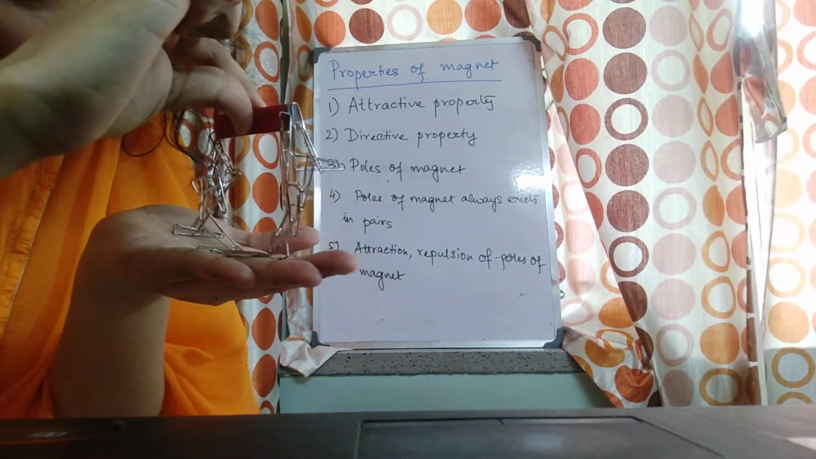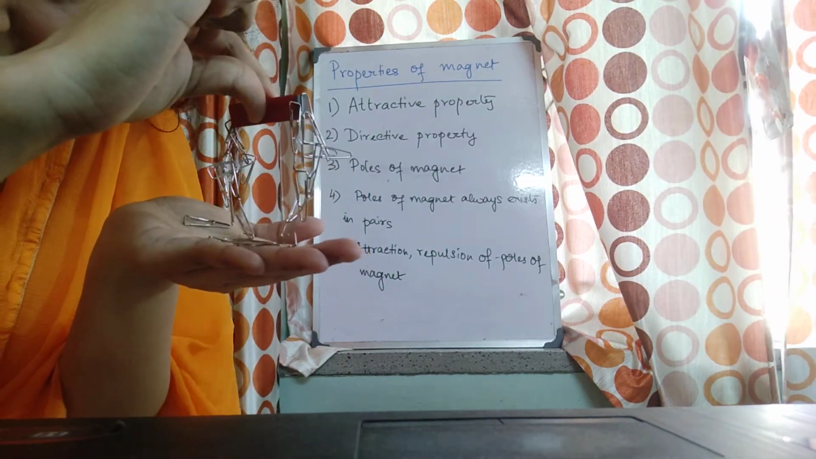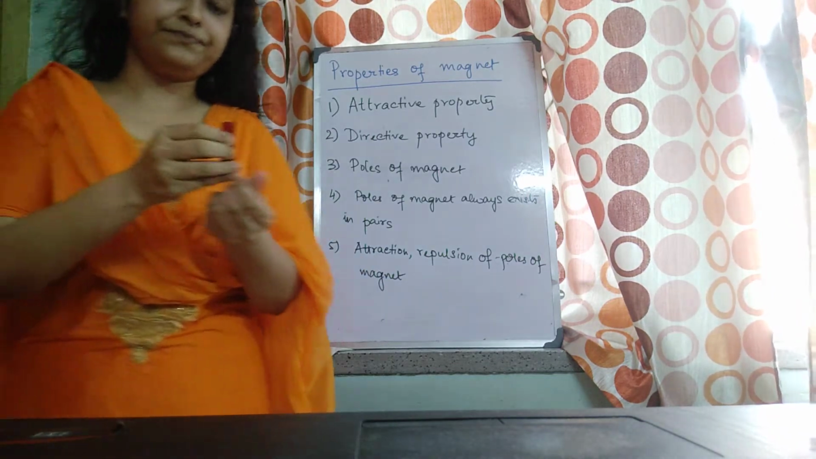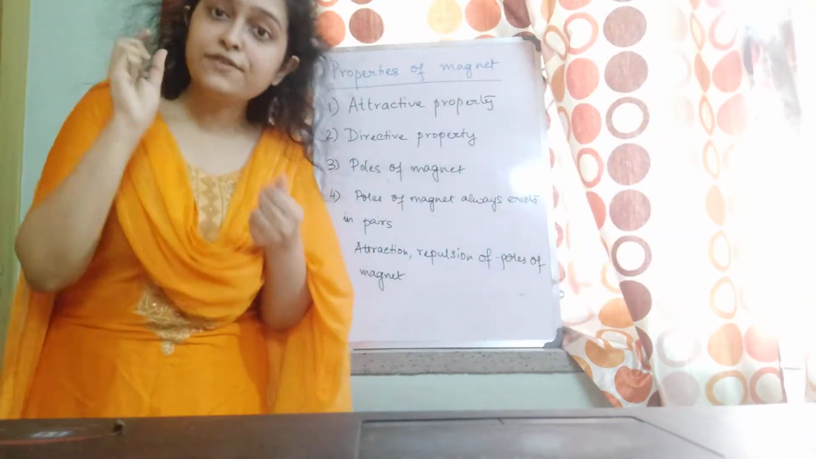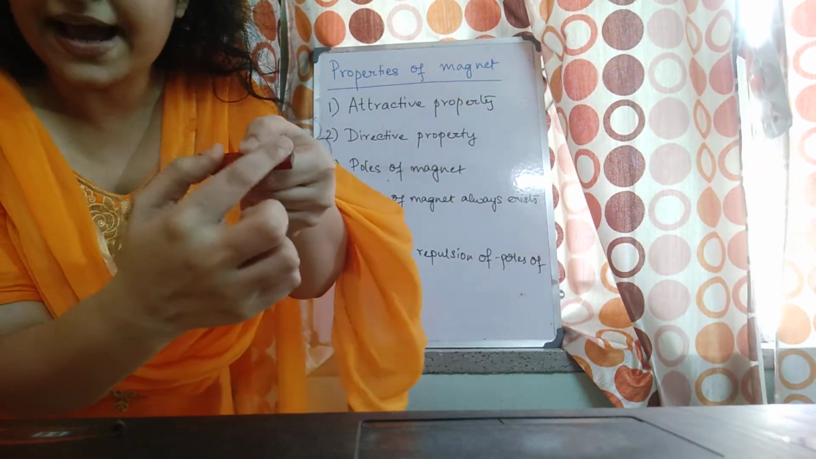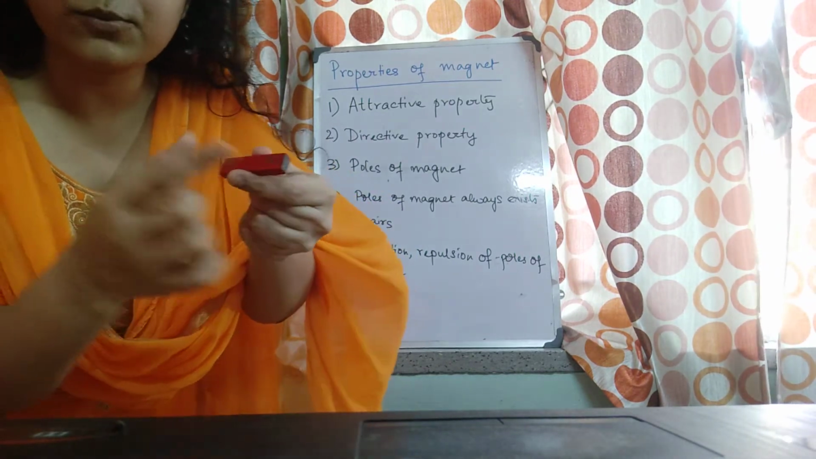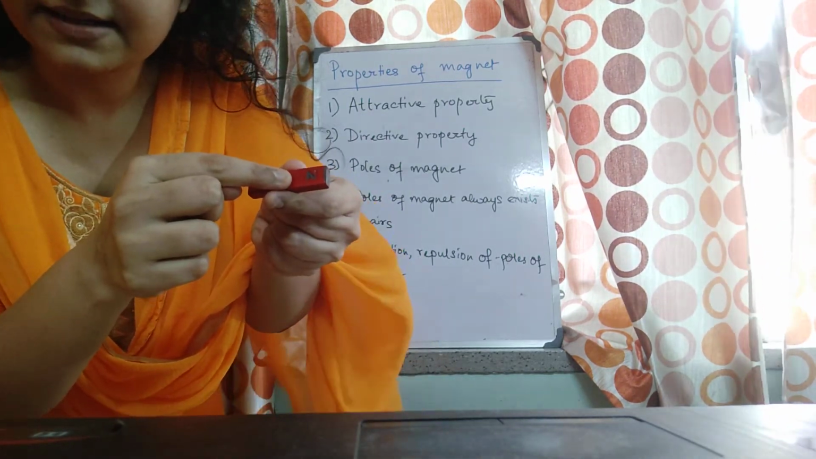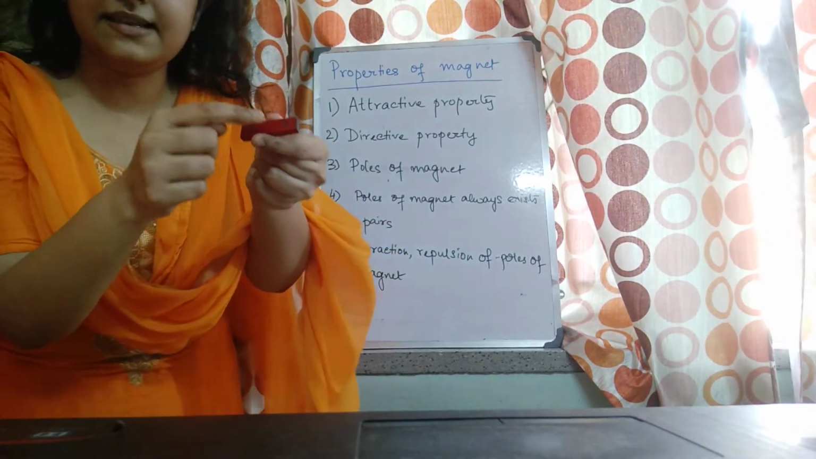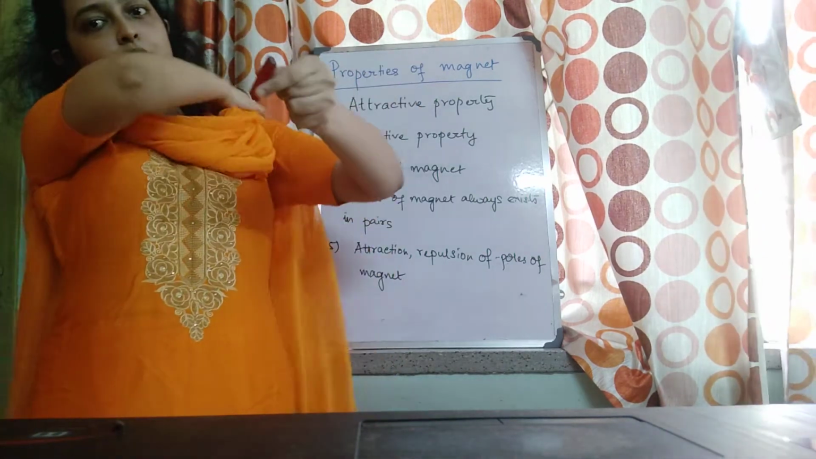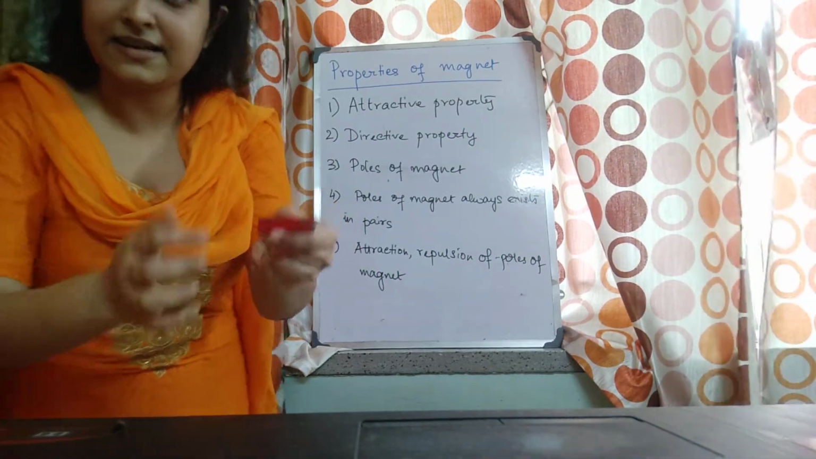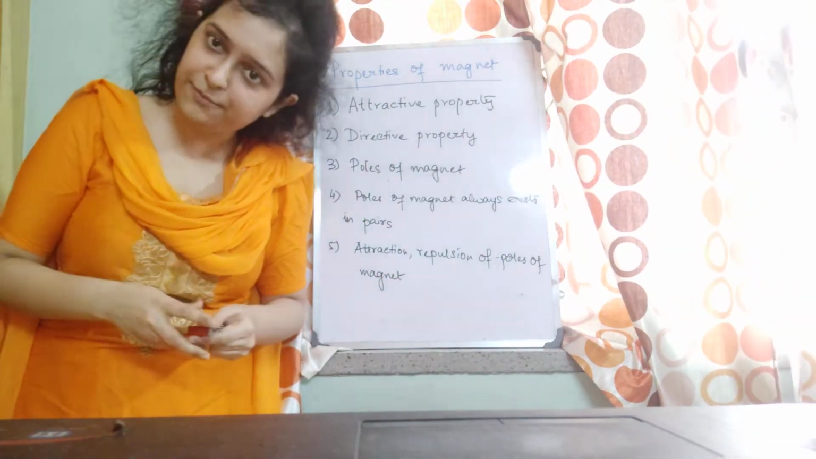The pins are getting attached near the two ends, right? So that means the strength of the magnet, the attractive property of a magnet, is maximum at the two ends and decreases as we move towards the center of the bar magnet. From the ends, if we move towards the center, the strength will decrease, at the center being 0. So it is minimum at the center and maximum near the two ends.